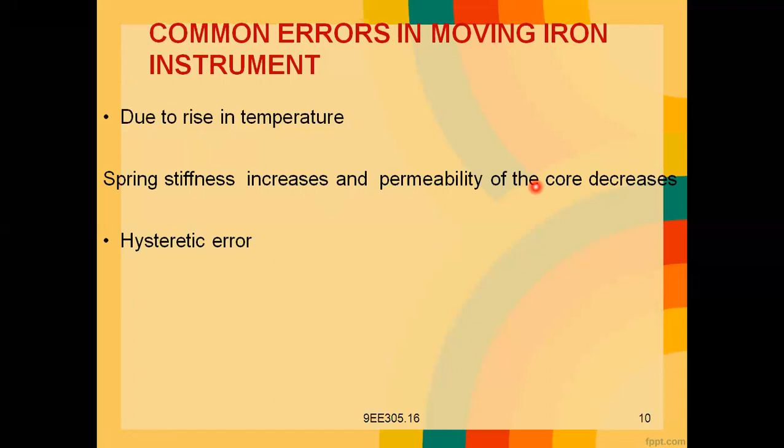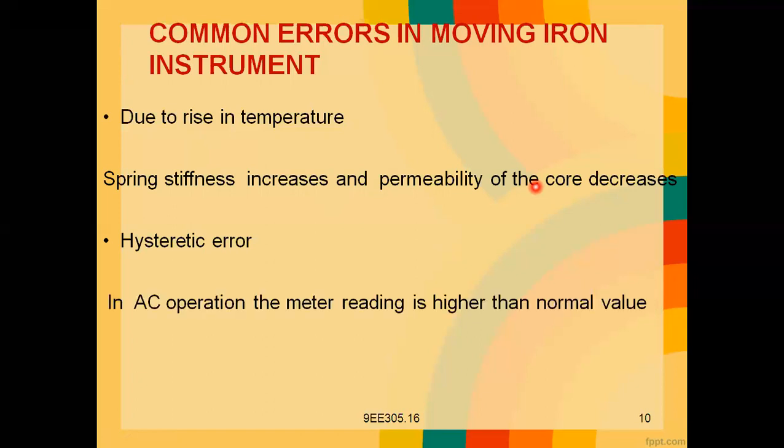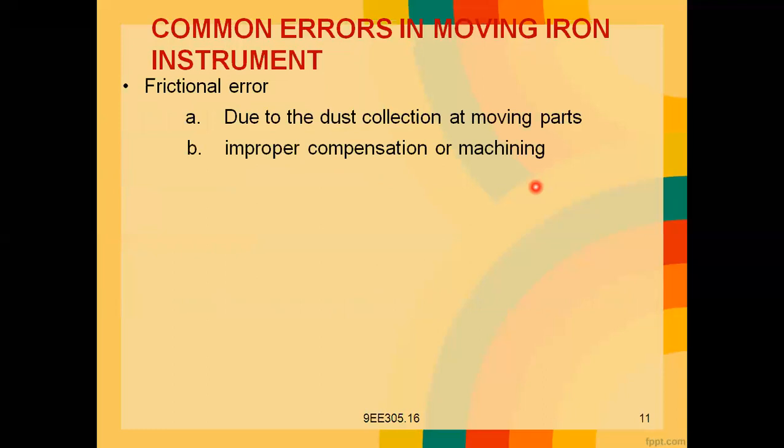Coming to hysteresis error, we'll see it later on. Because of this hysteresis error, in AC operation, the meter reading is higher than the normal value. And we have frictional errors. We had this in PMMC also. Frictional error is basically due to dust accumulation and improper compensation or machining.